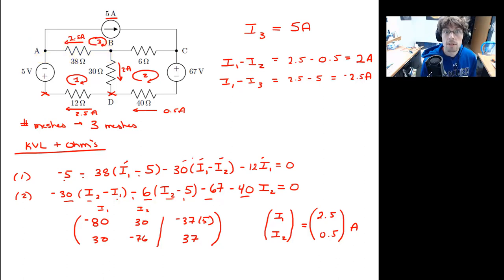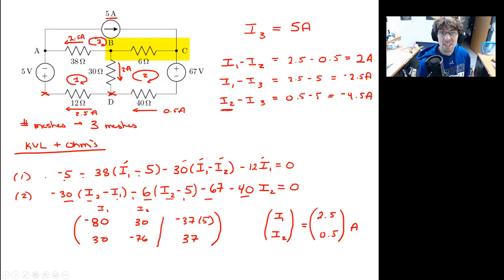Well, how about through the 6 ohm resistor? I will say I2 minus I3, just for kicks. And again, 0.5 minus 5 equals negative 4.5 amps. In other words, it's not flowing in the direction of I2, it's flowing in the opposite direction, meaning that it must be going this way. So we have 4.5 amps.